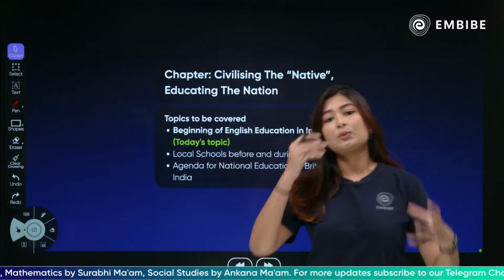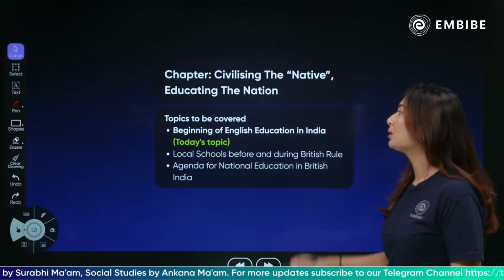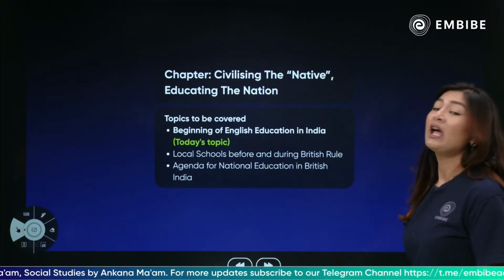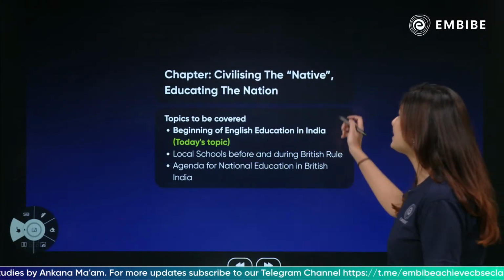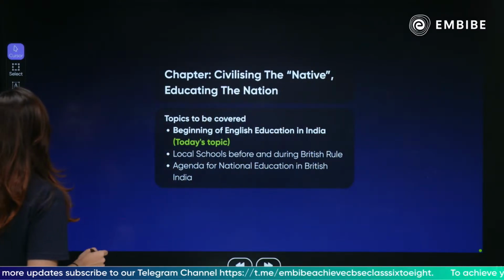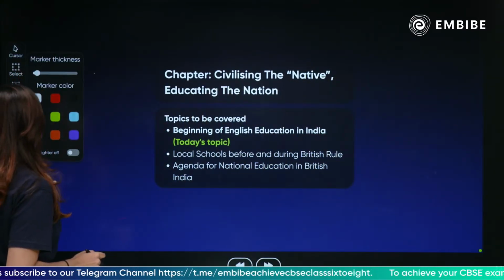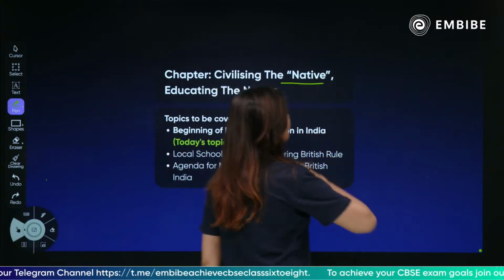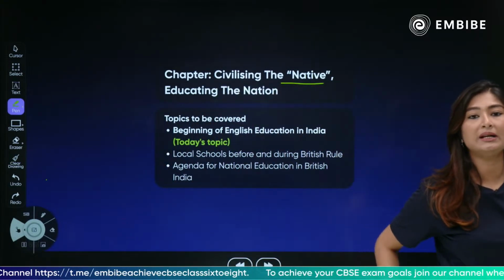Talking about the chapter, we are basically starting a new chapter today, which is Civilizing the Native, Educating the Nation. What do you mean by native? Can somebody tell me native का मतलब क्या होता है? Native. What does the term native mean?